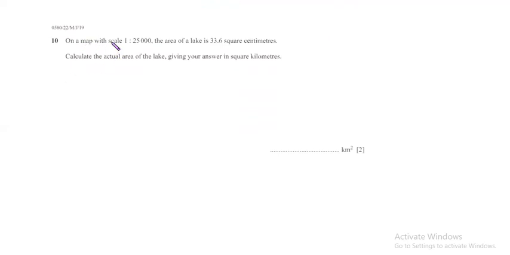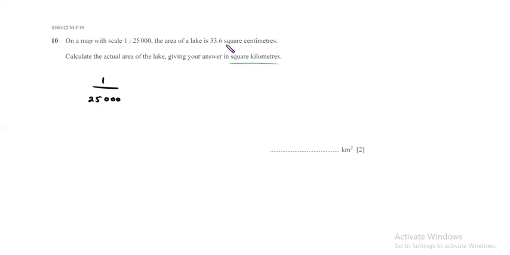Here, a map of scale 1 to 25,000 is given to us. This is something to do with area, because the area of the lake is given to us as 33.6 square centimeters. And the actual area of the lake is what we are supposed to find, but in square kilometers. Now to do this, first I'm going to write the scale that is given to us in the form of a fraction. So I'm going to write it as 1 over 25,000. Here, the actual measurement is written at the bottom.